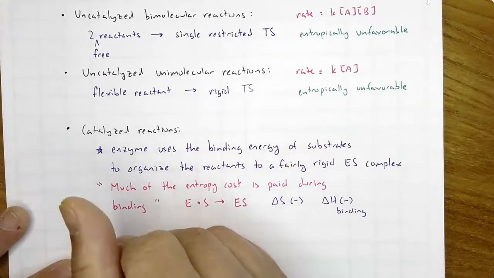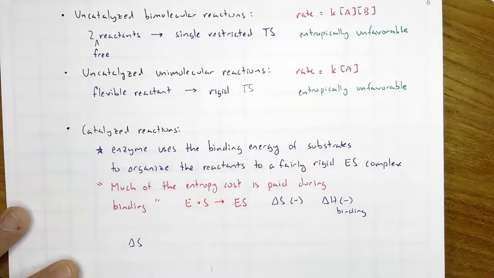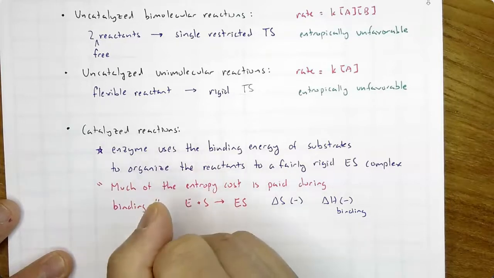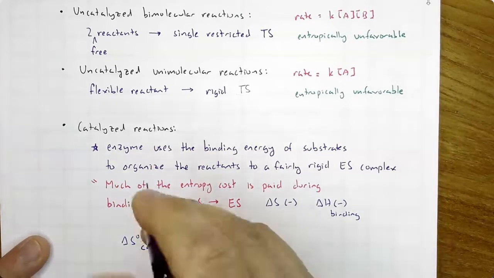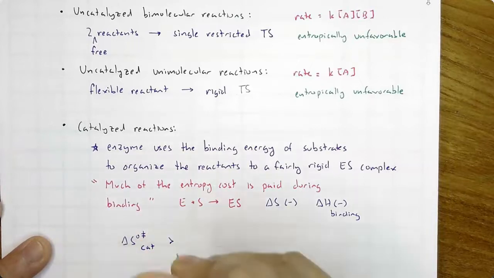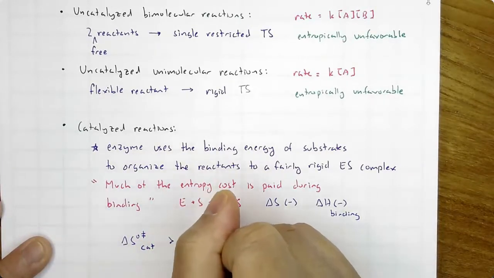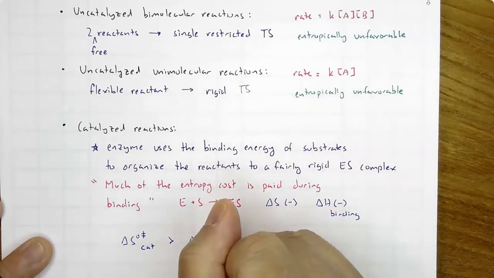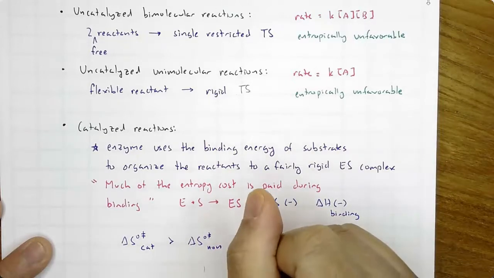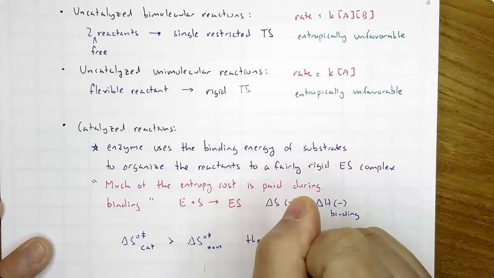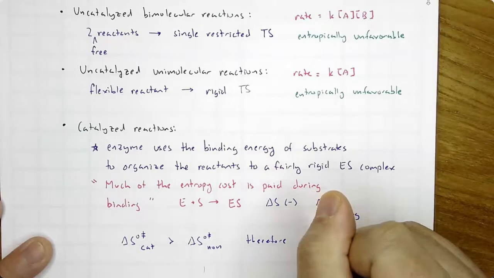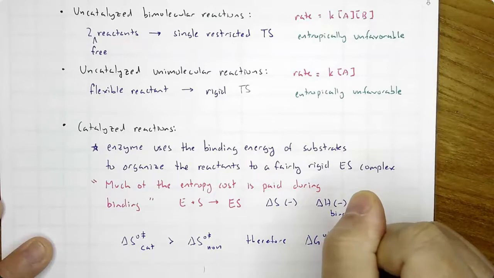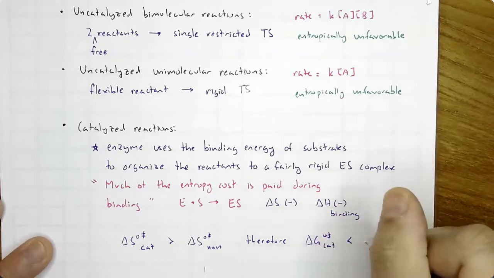Other thermodynamic equations we could have. We could think about maybe the entropy of the transition state while it's catalyzed is much higher, much more favorable than the entropy of the transition state when you're not catalyzed. And therefore, you could think of delta G of the catalyzed process to be much lower, much more favorable.